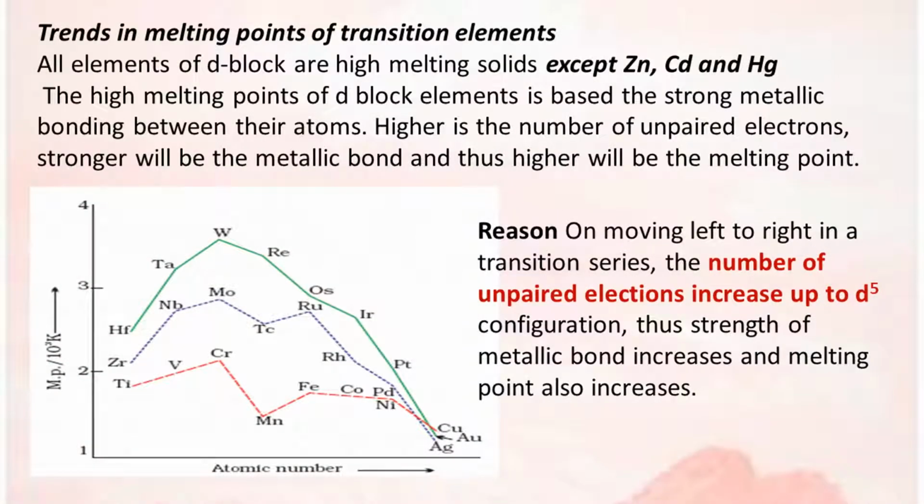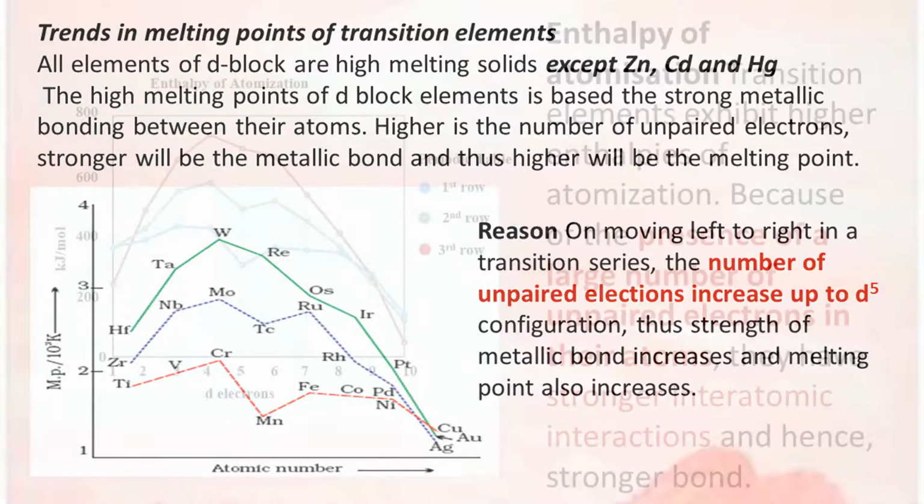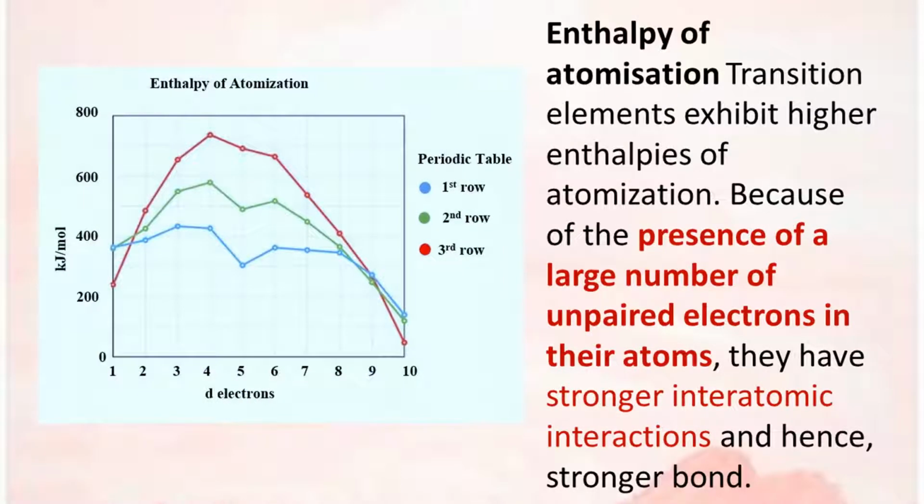Now, if you look into the graph showing the melting point of the transition elements, the melting point increases up to d5 electronic configuration, except for the anomalous values of manganese and technetium, and then it falls as the atomic number increases. If you look into the enthalpy of atomization, you will see that it is also high for the transition metals. It also reaches its maximum in the middle of each series.